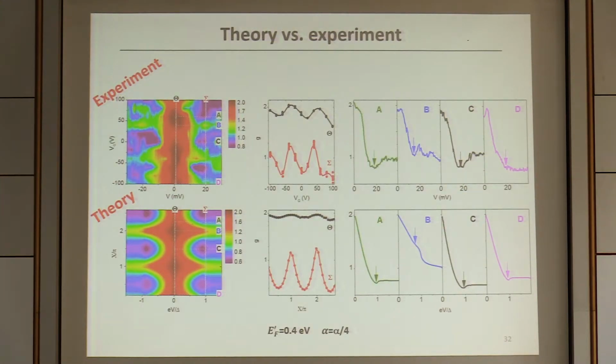So this is probably the best agreement we found, which is for 400 millivolts of doping for graphene on top of YBCO, which compares to 300 for graphene on the insulating YBCO, and alpha around pi over 4. Sorry, this is pi over 4. So this means that you are facing the nodes of the D wave at the interface. Then you can reproduce most of the features that you see in experiments in the theory.